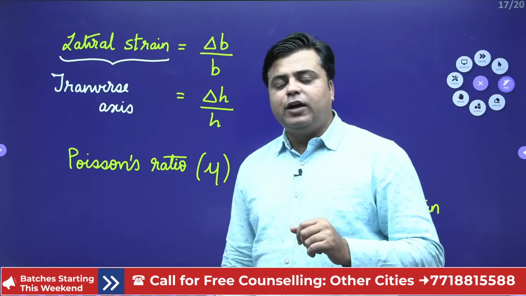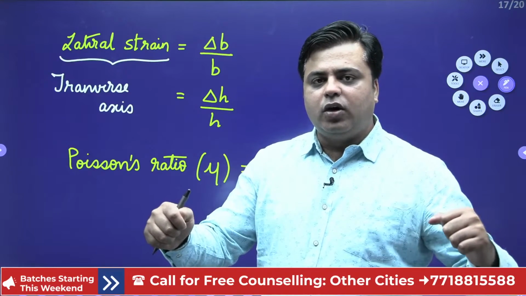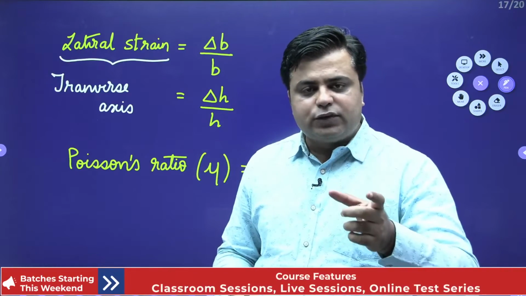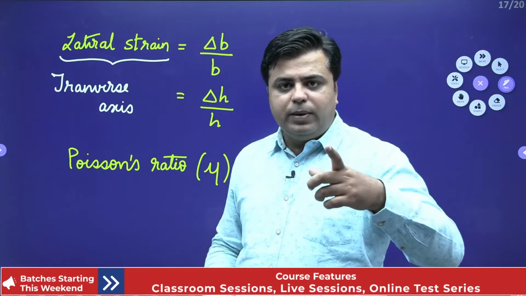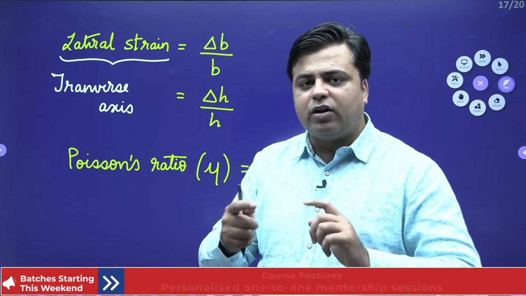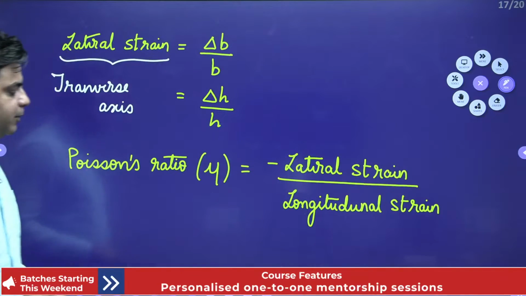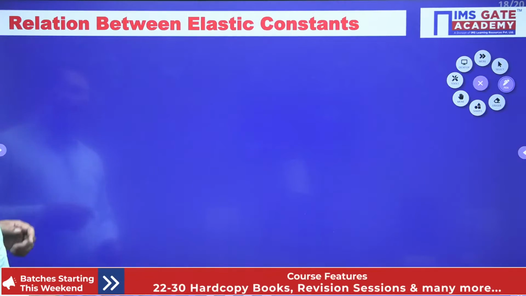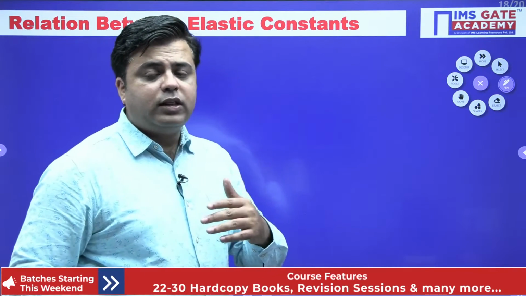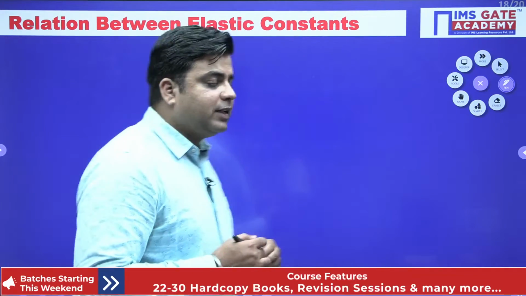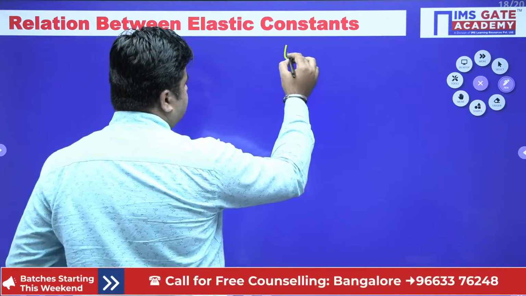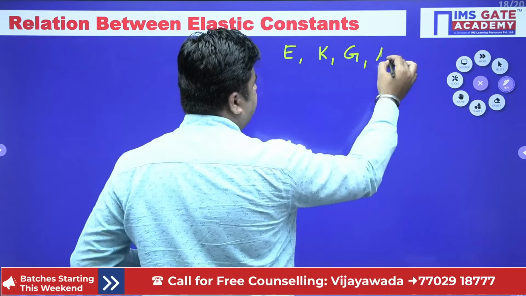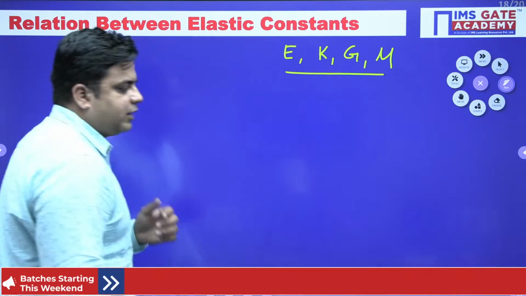Every time, if longitudinal strain is tensile, if it is expanding, your transverse or lateral strain will be getting reduced. So always they are of opposite nature. This is how you define Poisson's ratio, and it is the fourth elastic constant that we have. Next we are going to see the relation between all these four elastic constants. What are the four elastic constants? First is Young's modulus E, second is bulk modulus K, then shear modulus G and Poisson's ratio. These are the four elastic constants that we have.